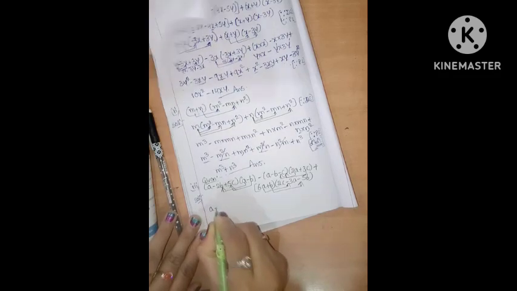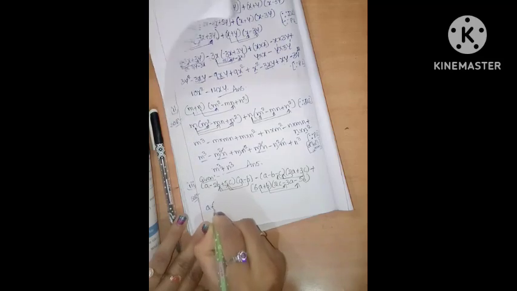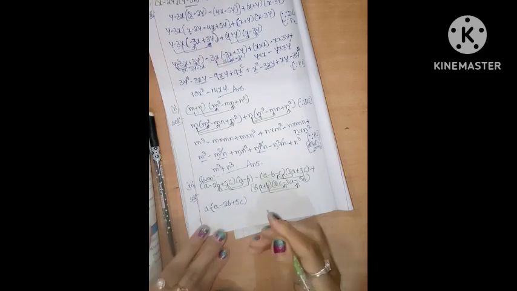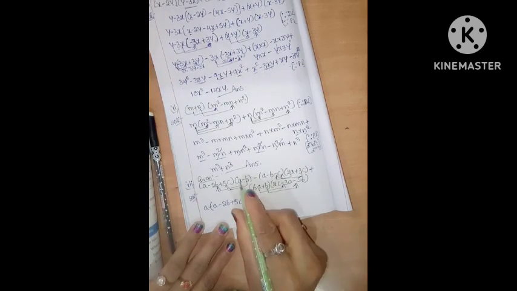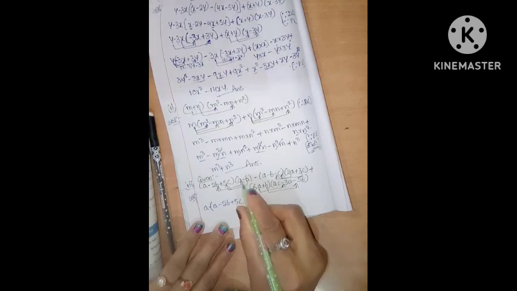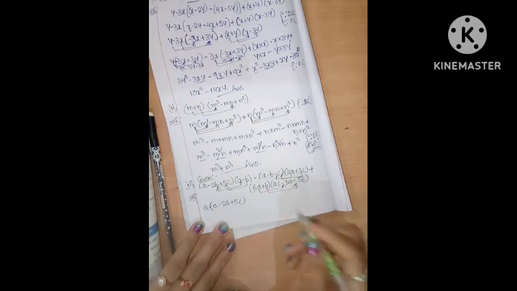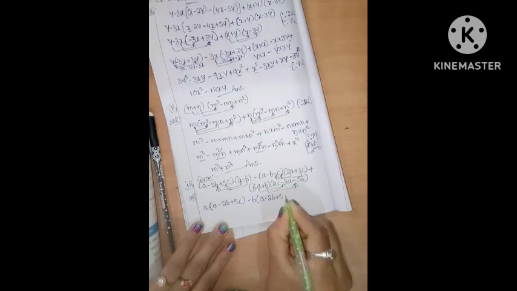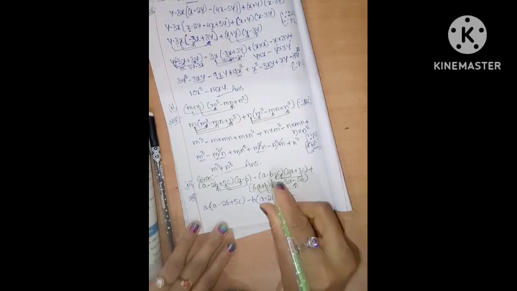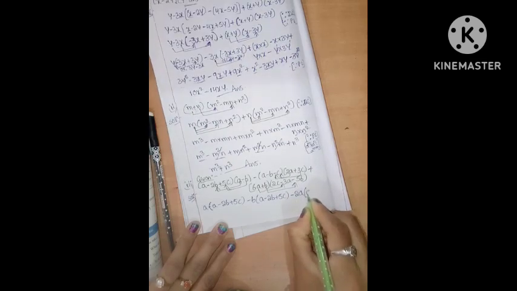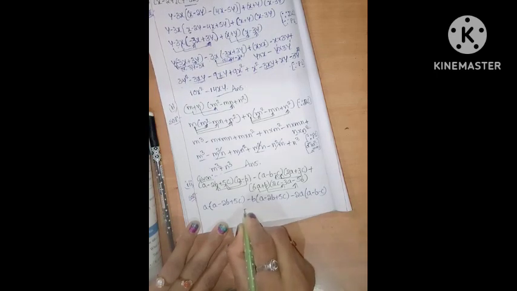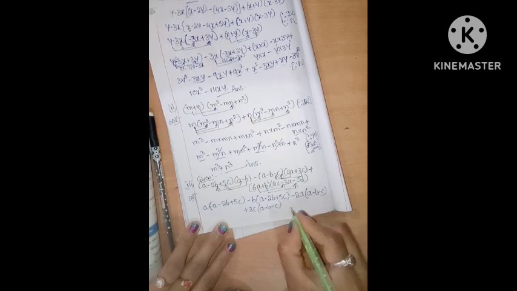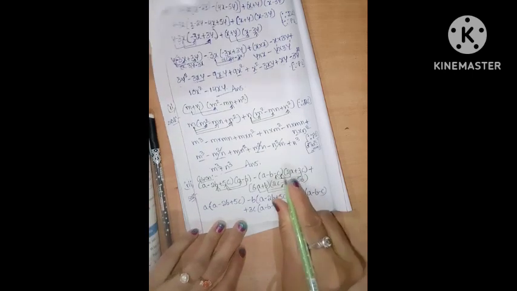So a into (a − 2b + 5c), multiply by this polynomial, each term of this polynomial. Next, the second term: −b into (a − 2b + 5c). Okay, next this one: 2a into (a − b − c) plus the second term 3c, 3c into (a − b − c). Each term of the first polynomial by each term of the second one only. Okay, first one is over, next the second one.